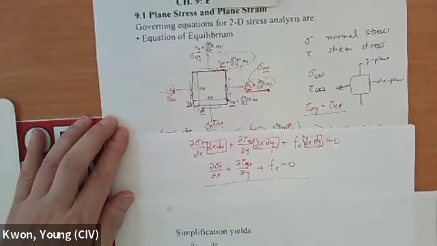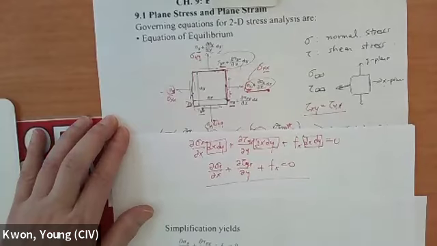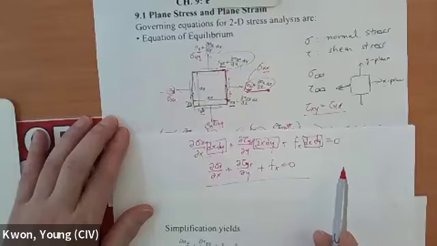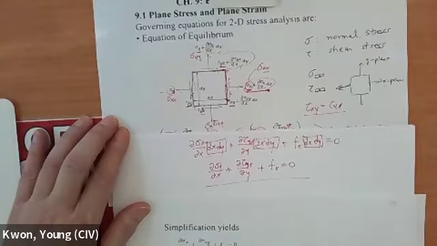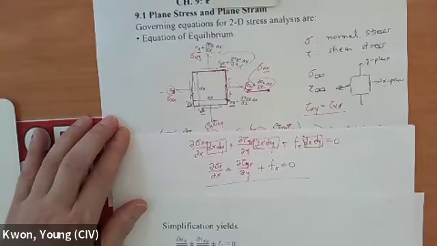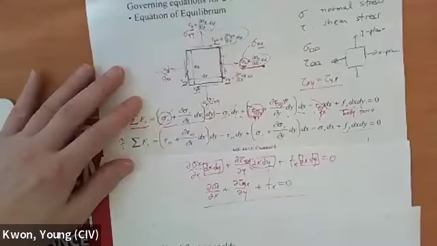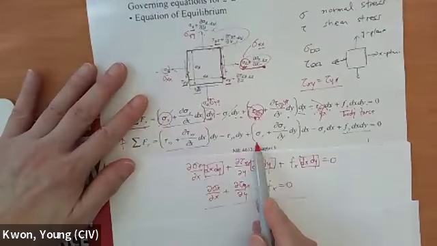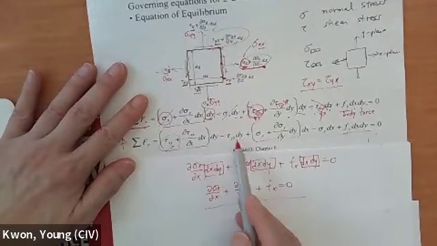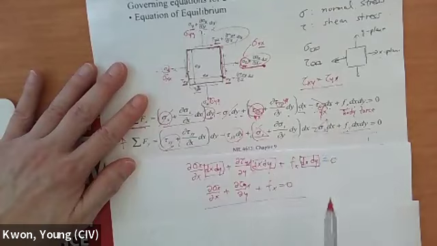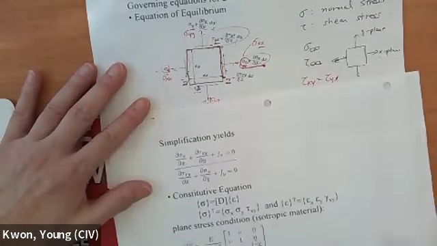What was that? Why is it that the dx dy disappears? We just divide by dx dy every time. And if you do the same thing for this, then this term cancels out, this term cancels out, and then divide by dx dy, you come up with this one.